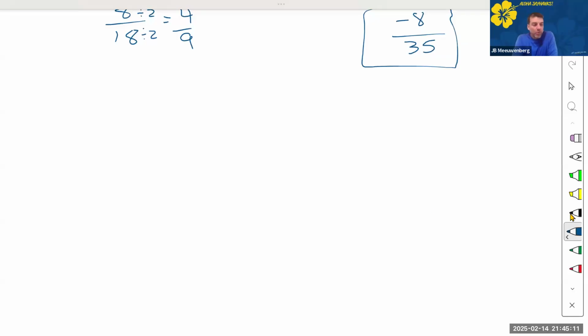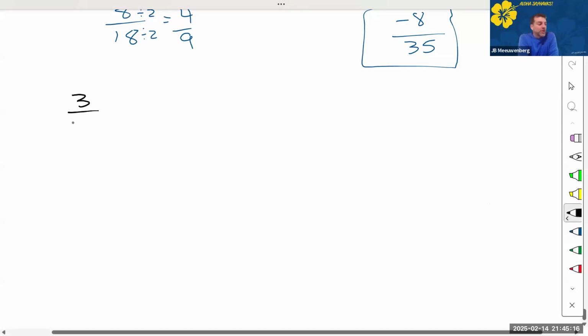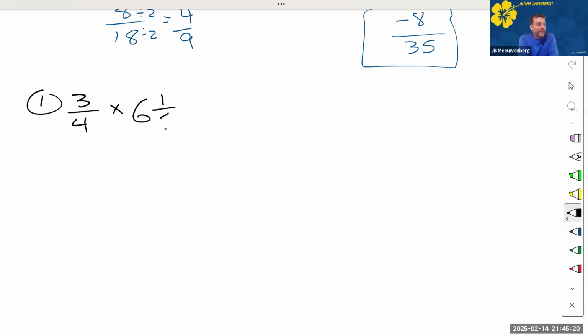Let's see what some of those mixed number multiplication problems would look like. Let's try 3/4 times 6 1/5. I'll do this one, and then I'll have you do one on your own. 3/4 is already a fraction, but we need 6 1/5 to look like a fraction. So we'll do 5 times 6 plus 1, which is 31 over 5. And then we can do our multiplication.